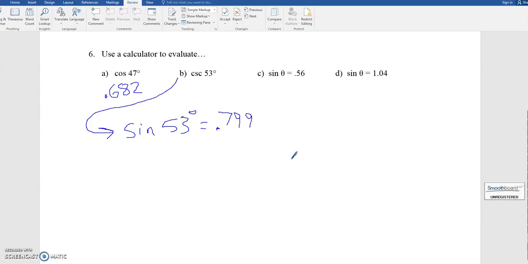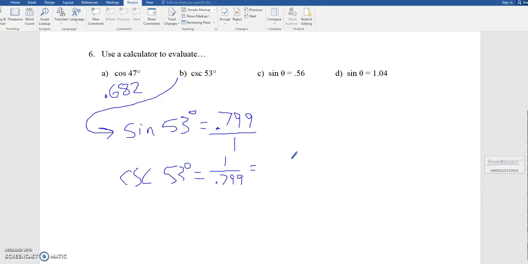There we go, 0.799. Remember that sine and cosecant are reciprocals. So I could think of this as 0.799 over 1, and that means that cosecant of 53 degrees is going to equal 1 divided by 0.799. You can do that on your calculator right away. Just go 1 divided by your answer, if you know how to use the second negative key as the answer option. And we should get 1.252. So that's just thinking about this in terms of reciprocals.